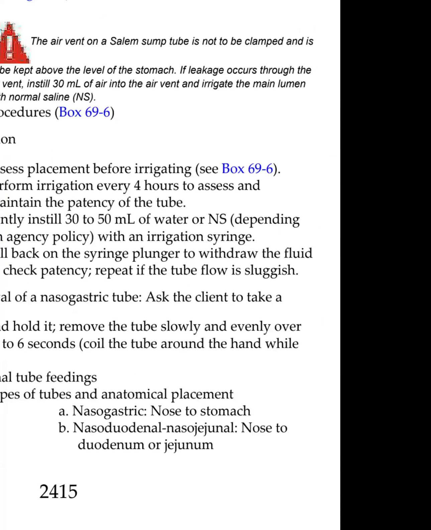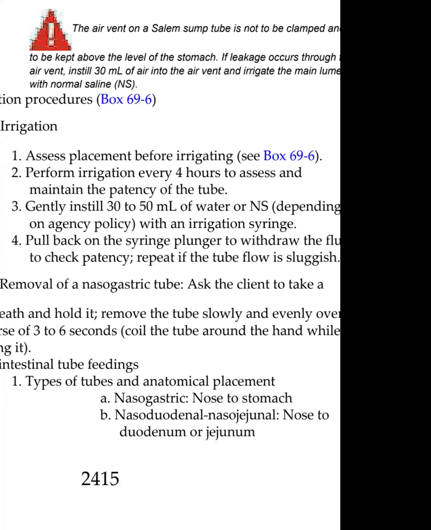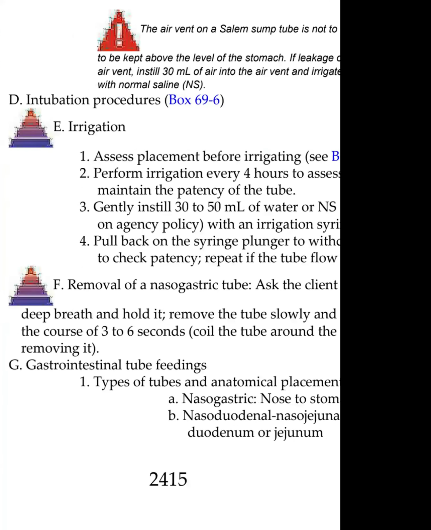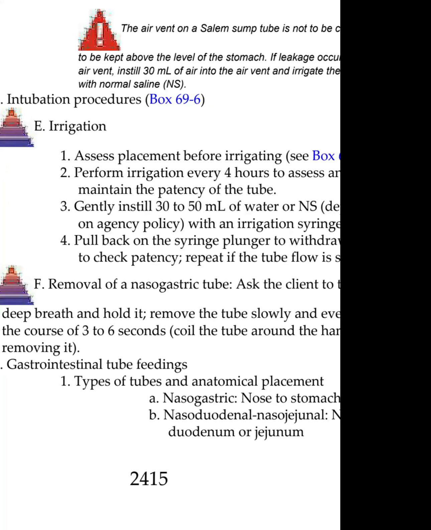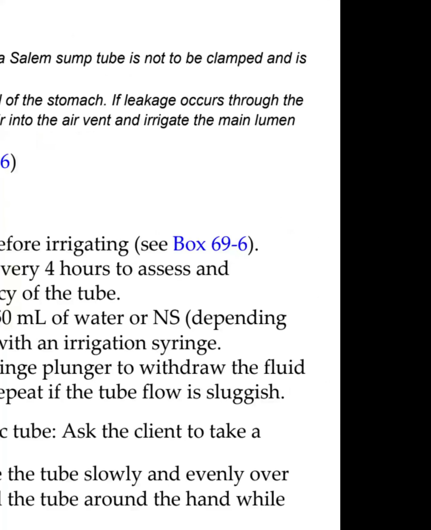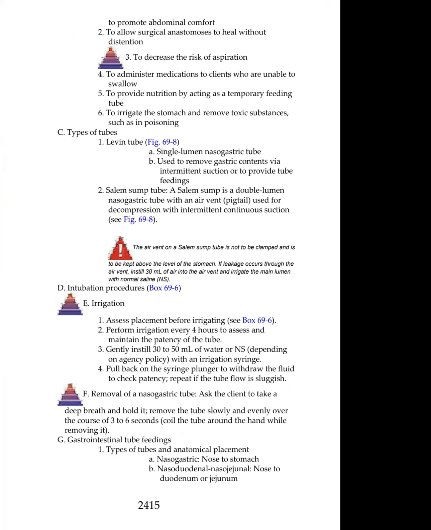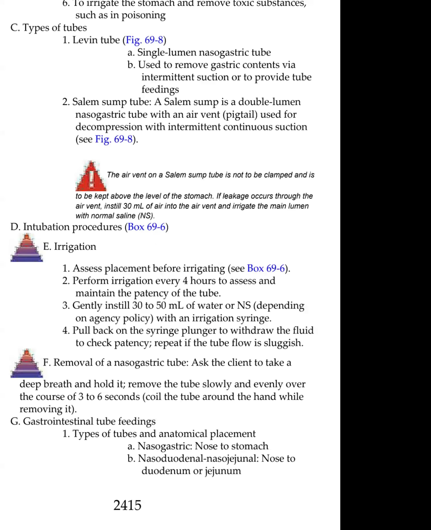Now, removal of the nasogastric tube. Ask the client to take a deep breath and hold it. Remove the tube slowly, evenly over a course of 3 to 6 seconds. Coil the tube around the hand while removing it.